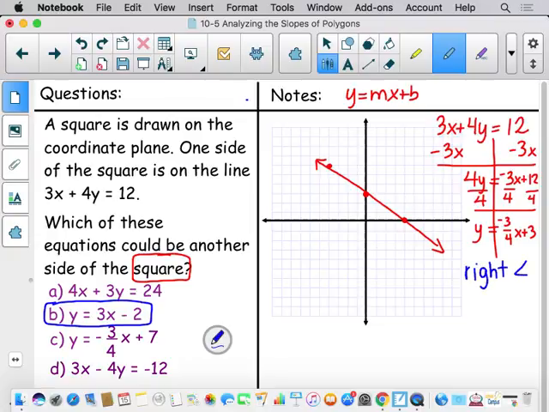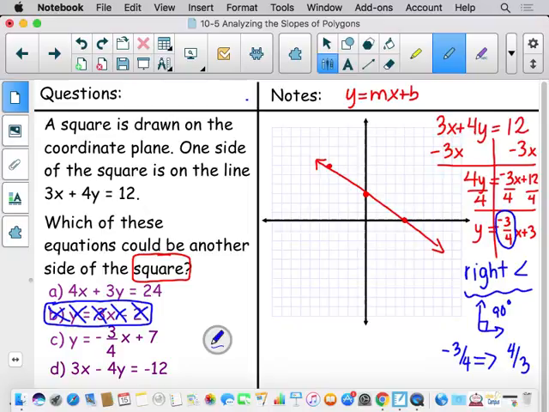So right angle means perpendicular because a right angle is a 90-degree angle. So if my sides are perpendicular, the slope would have to flip and change. So this, negative 3/4, if you flip it and change the sign, perpendicular to that would be positive 4/3. This slope was 3, so it's definitely not this one. So I can cross this one out.